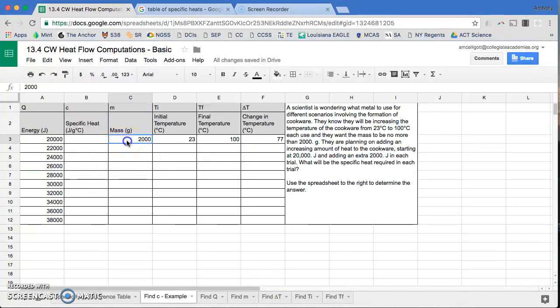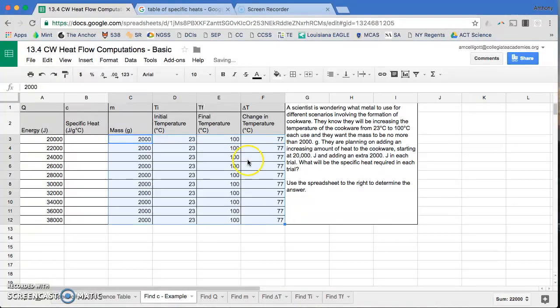The next thing I'm going to do is go ahead and drag these down as well and copy it, because I want the same mass, initial temperature, final temperature, and change in temperature in all the trials. Now everything is filled in except for these specific heats, and that's what I need to calculate.